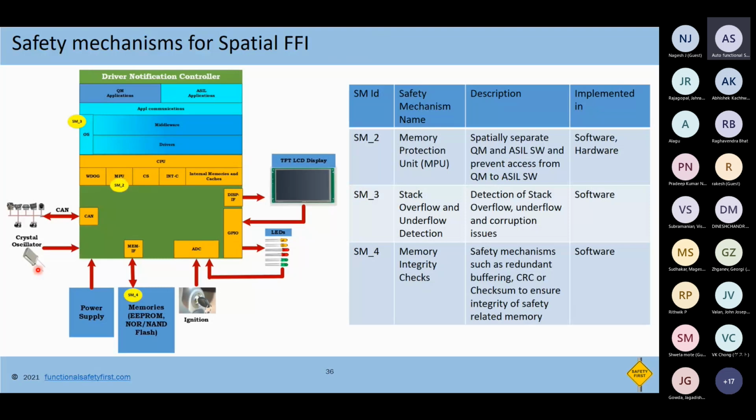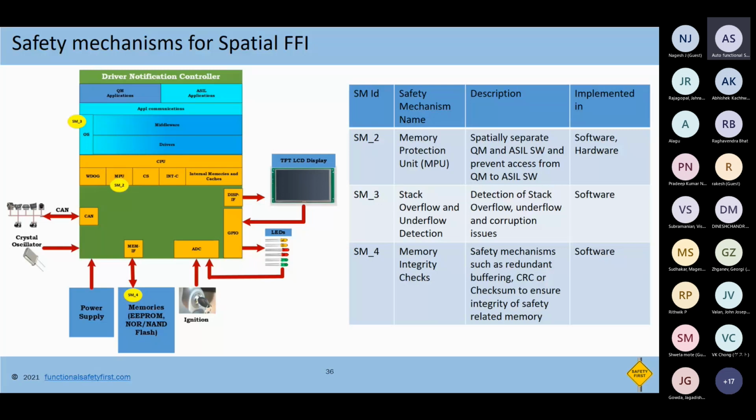Let's now come to the memory aspect. From a memory aspect, to avoid interference, we would need to make sure that the QM software does not interfere in the memory of the safety software. So it shouldn't be able to access or write into the ASIL software. In this case, we have considered that this system has a memory protection unit, which is a widely used concept in many microcontrollers now to achieve spatial separation of software of different ASIL levels. So that would be a safety mechanism for achieving the FFI from a memory aspect.